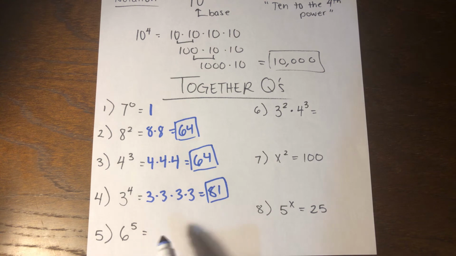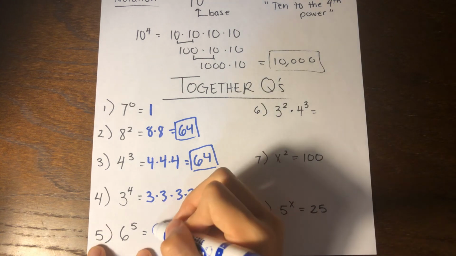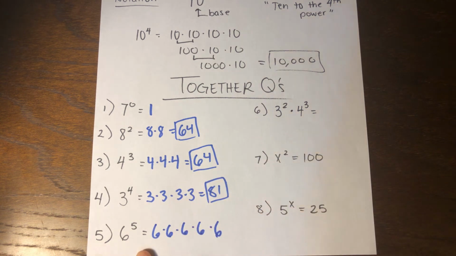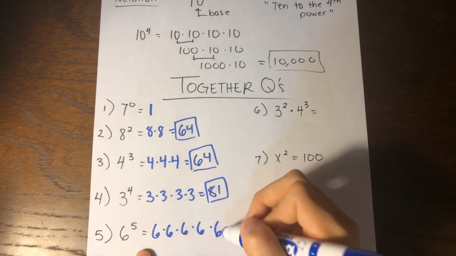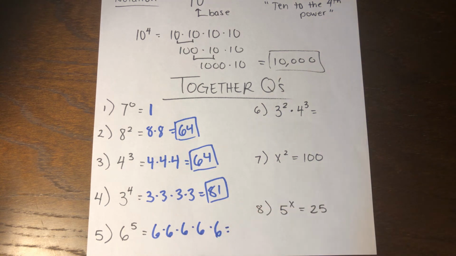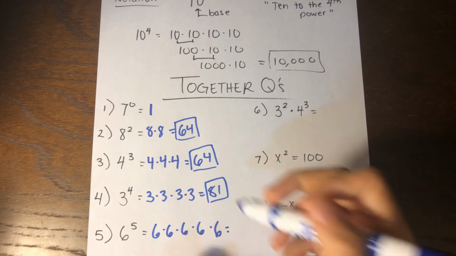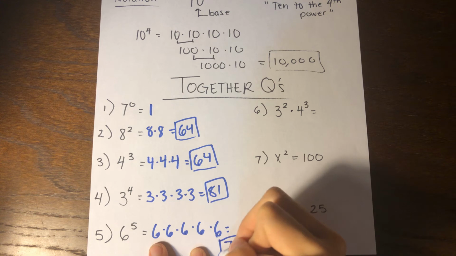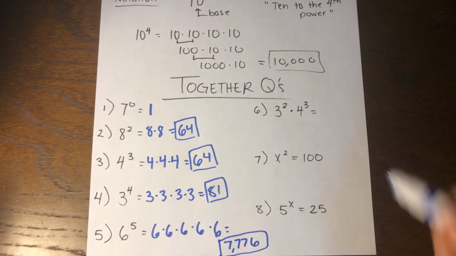Okay? 6 to the 5th power. The higher the power and the bigger the number, the trickier it can get. So we would do 6 times 6 times 6 times 6 times 6. So we have 5 of them. Okay, when I multiply all those together, 6 times 6 is 36. 36 times 6 is 216. 216 times 6 is 1,296, and then multiply that by 6 again, and the answer would be 7,776 for this one.